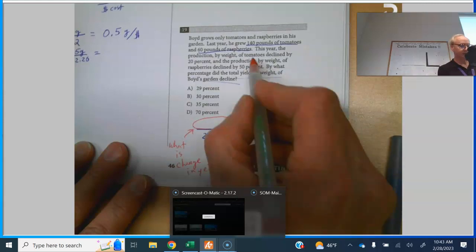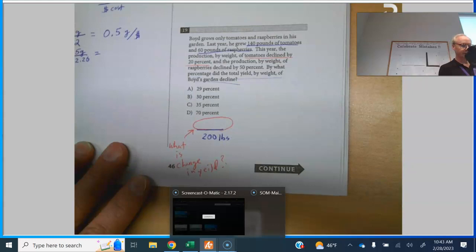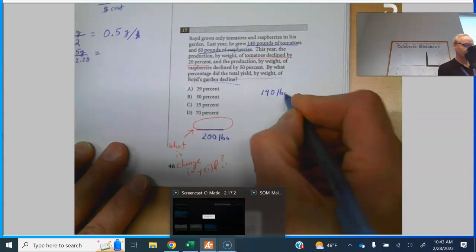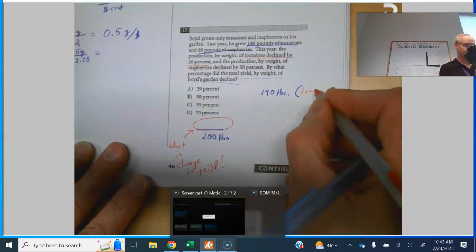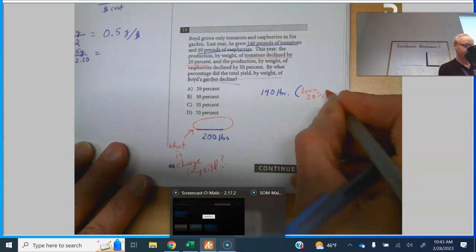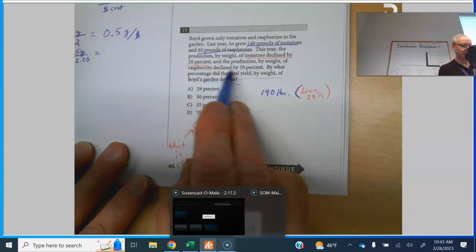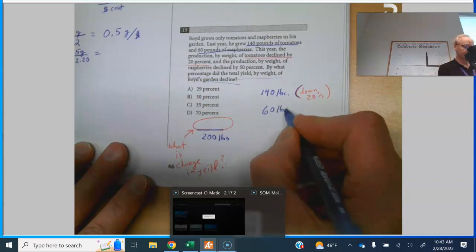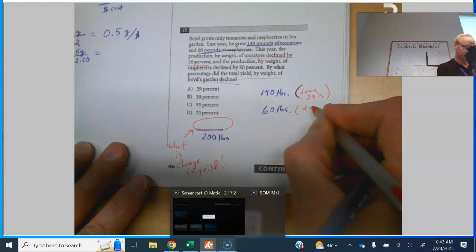It says that the tomatoes declined by 20%. So the 140 pounds of tomatoes went down 20%. And the raspberries, that's the 60 pounds, went down 50%.